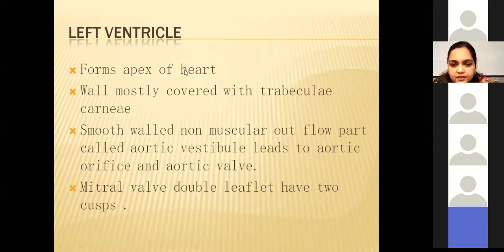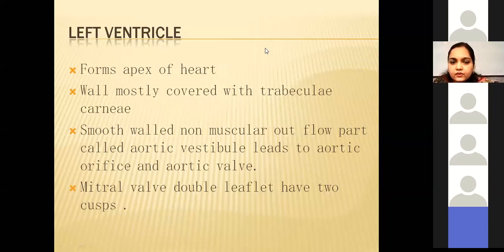The left ventricle will form the apex of the heart. Again, for ventricles, a term used is trabeculae carneae, then the smooth walled part, the non-muscular outflow part. For the left ventricle, we use the term aortic vestibule. Here we have the aortic vestibule, and it will lead to the aortic orifice.